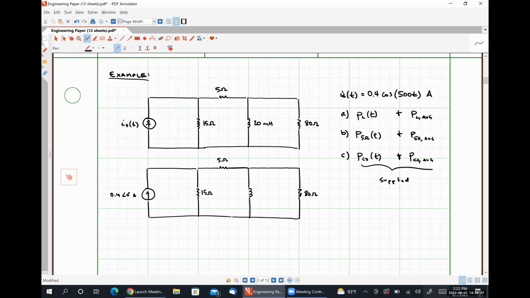So here's a calculator. The impedance of our inductor is given by j times omega times L. In this case, omega is 500. So we have 500 times 20 times 10 to the minus 3, which looks like j10 ohms.